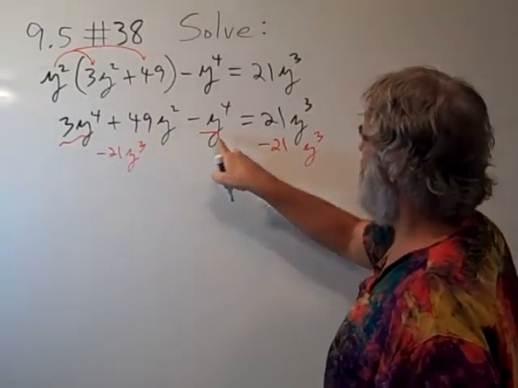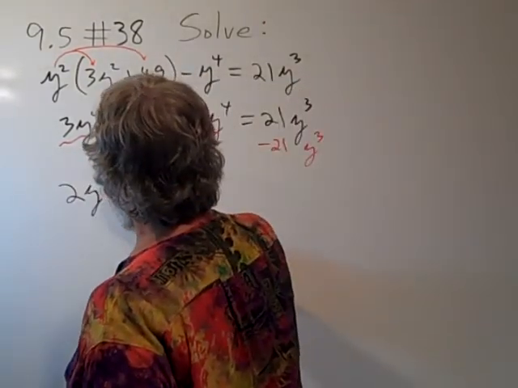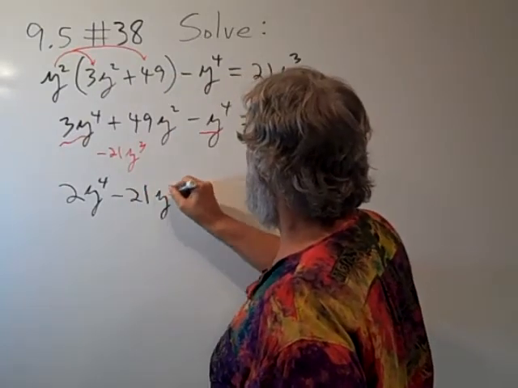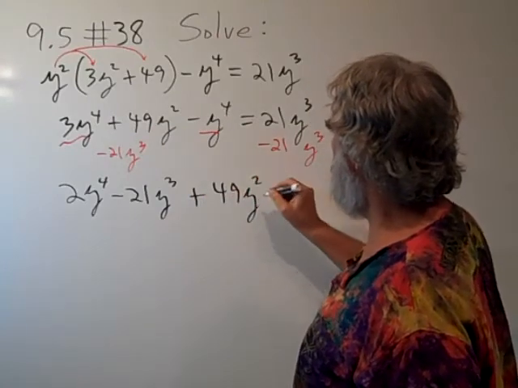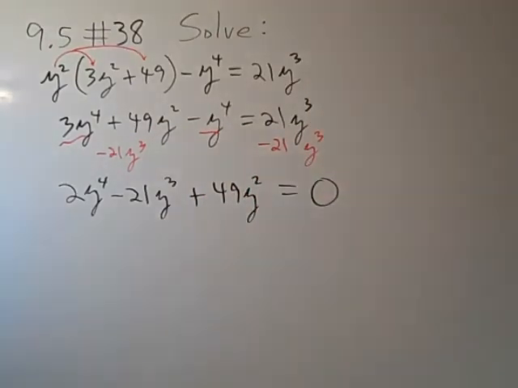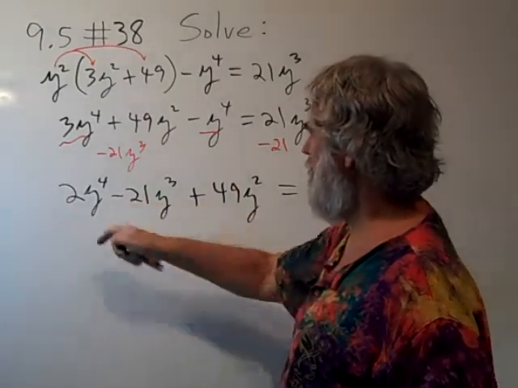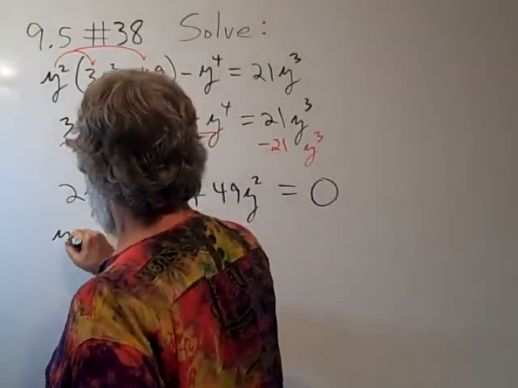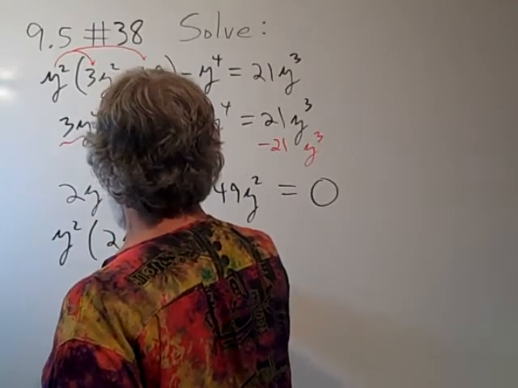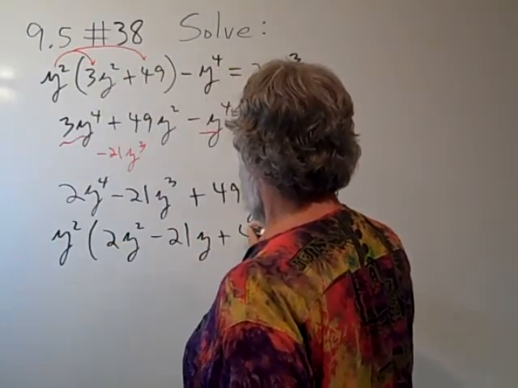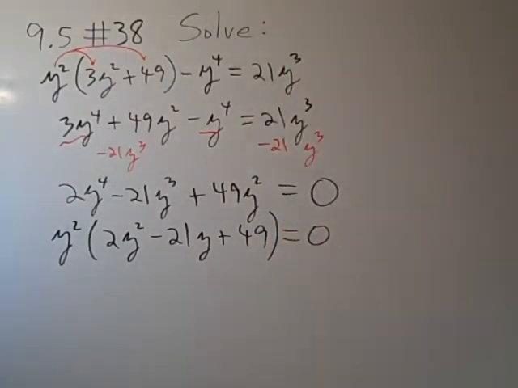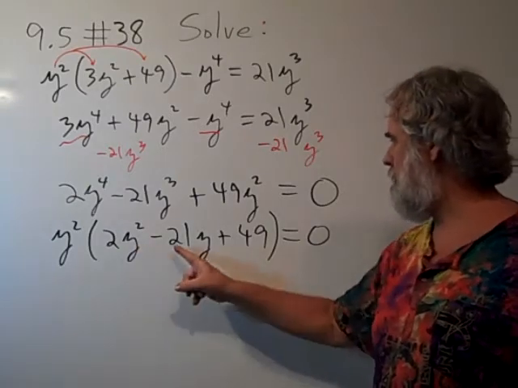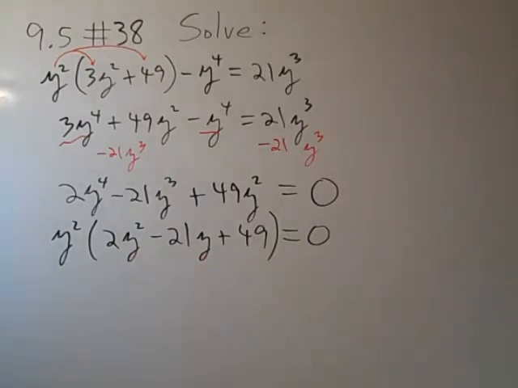And we get 3y to the 4th minus y to the 4th is 2y to the 4th minus 21y to the 3rd plus 49y squared, and all of that equals 0 on the other side. We can now factor out y squared from all three terms, times 2y squared minus 21y plus 49. And finally we can try to factor this polynomial in here.